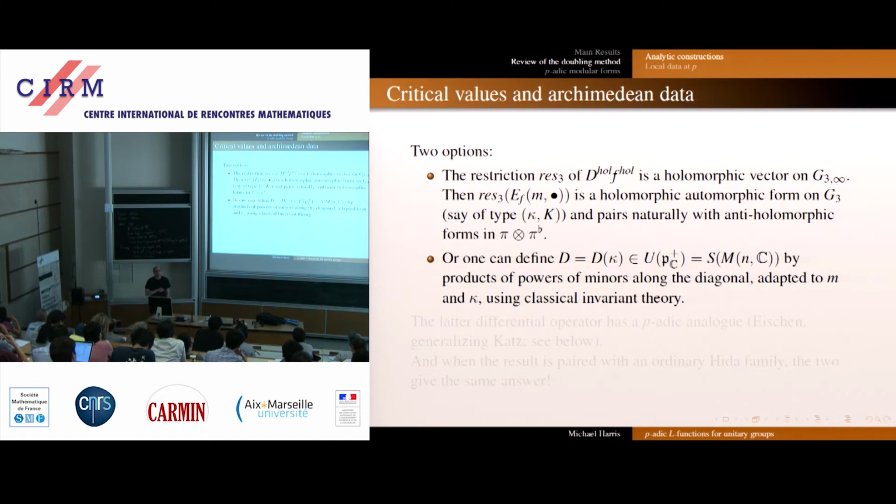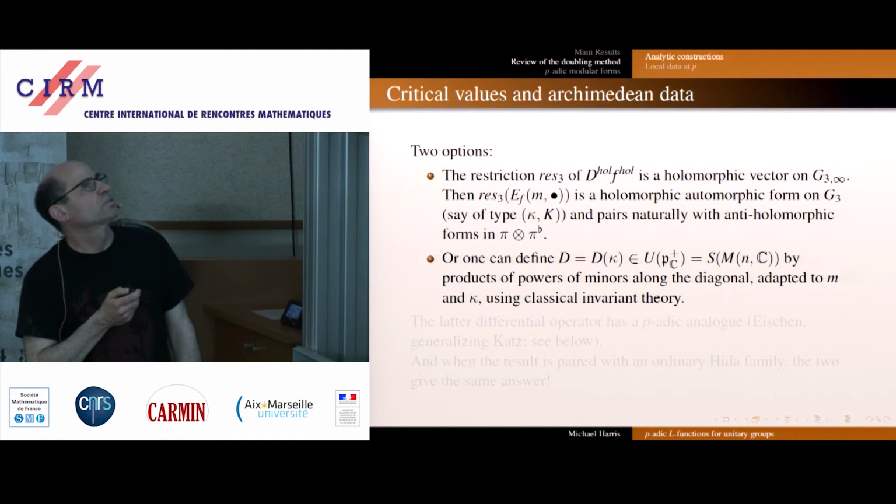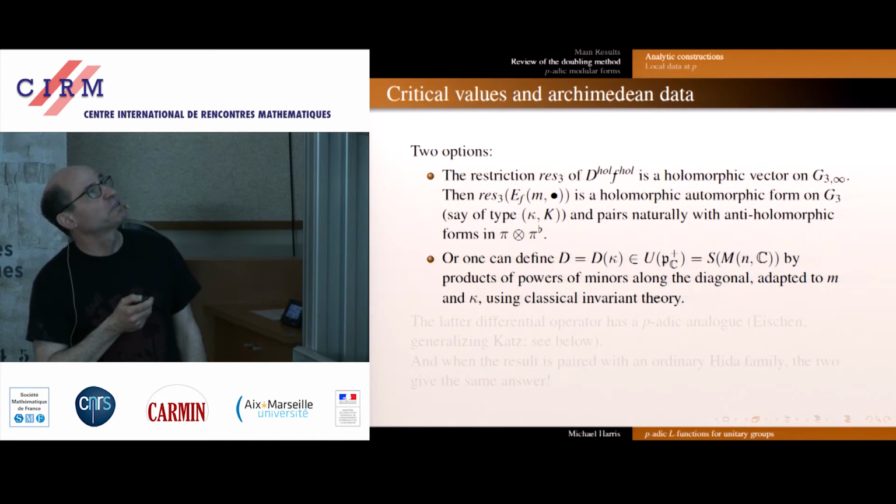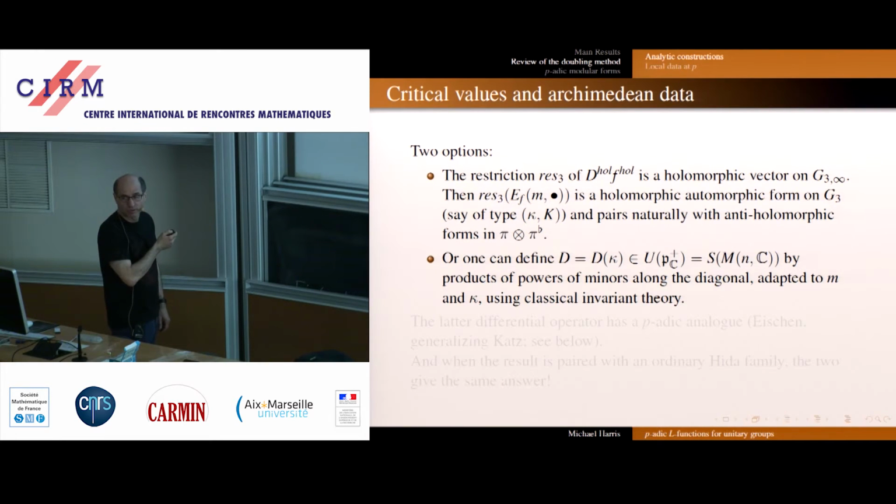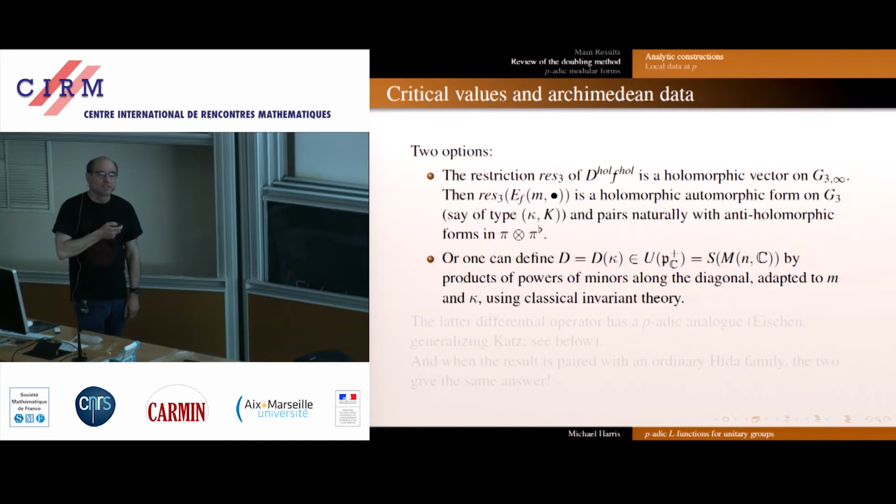Now there are two ways to proceed, and one of them is better than the other. This is what I did in a paper I published in Crelle in the 90s. You can choose your D holomorphic so that the restriction is actually holomorphic, and then the restriction is a holomorphic automorphic form on G3, and it pairs naturally with anti-holomorphic forms. So that's one thing you can do. But it turns out to be more clever not to do that, but rather to choose something whose restriction is only nearly holomorphic, but you get a nice formula for the differential operator.